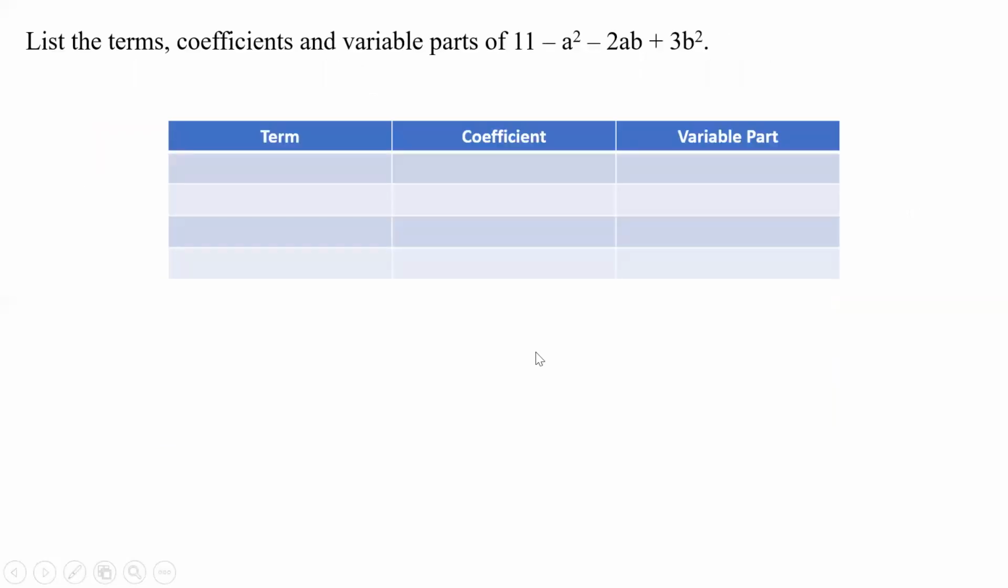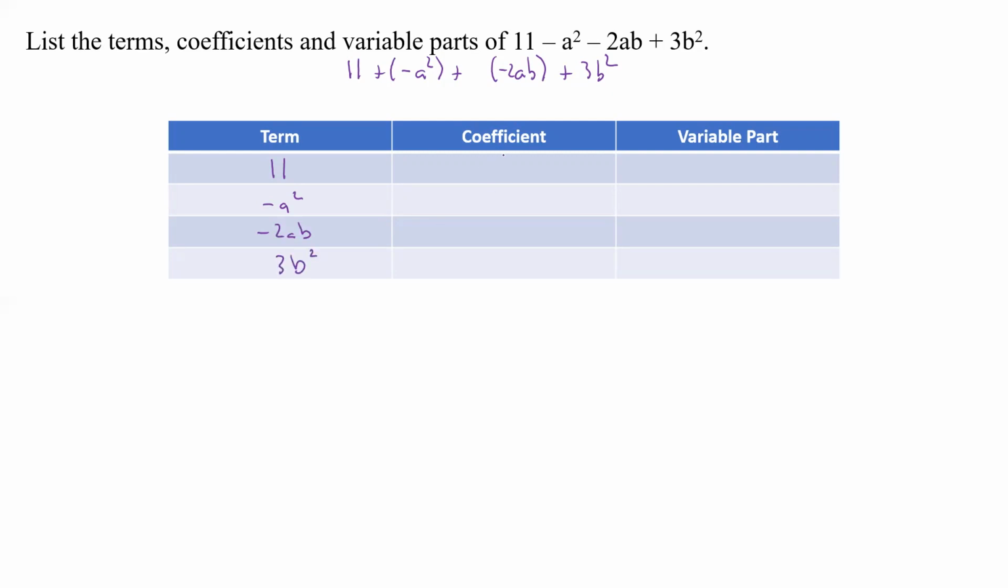So now we want to list the terms, the coefficients, and the variables on this one. So again, what are we going to do? Well, I think first, before we start, we should rewrite this as 11 plus a negative a squared plus a negative 2ab, and then plus a 3b squared. So now we have it separated by addition everywhere, and then we can just take the terms individually. So we have 11, a negative a squared, a negative 2ab, and a 3b squared.